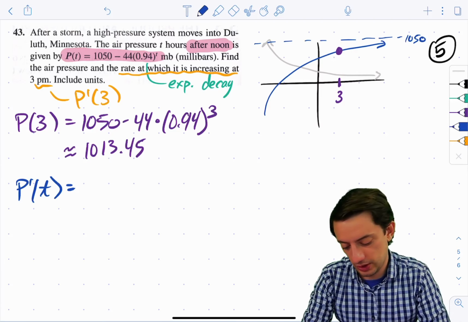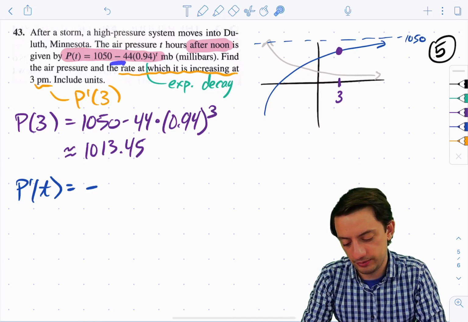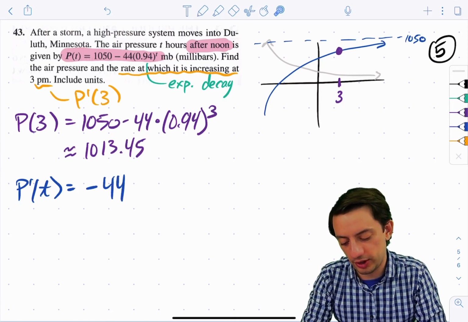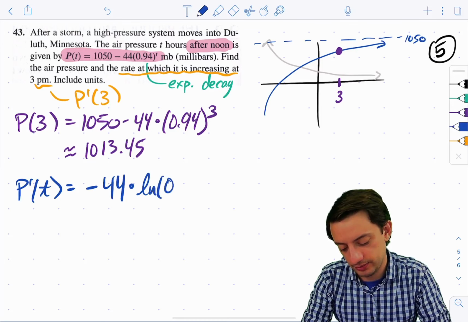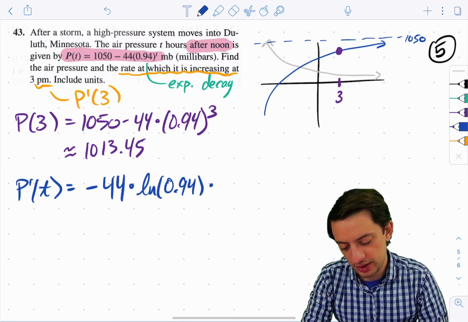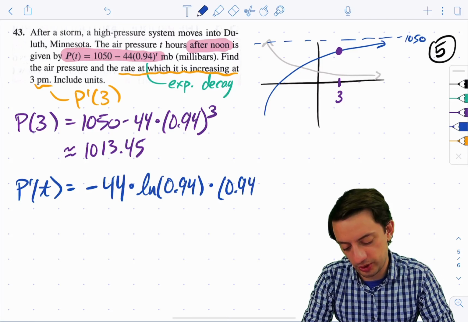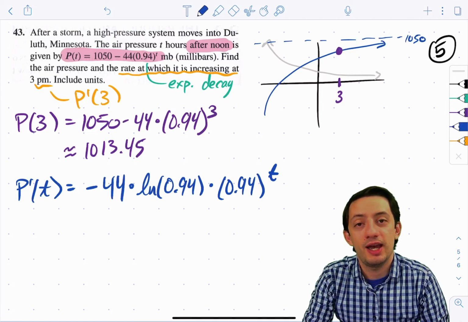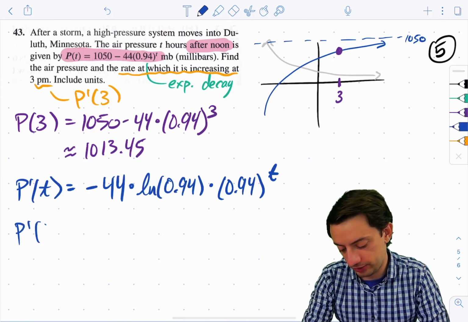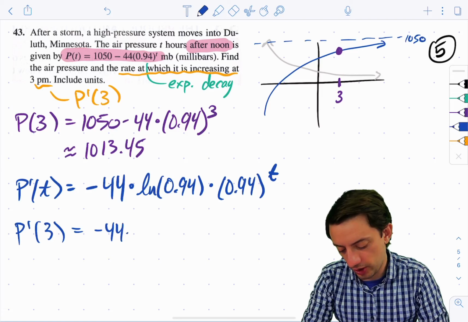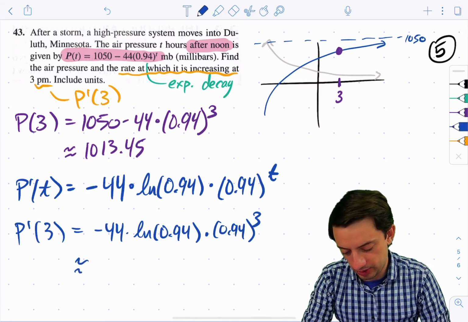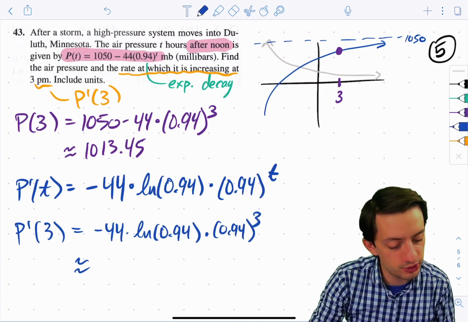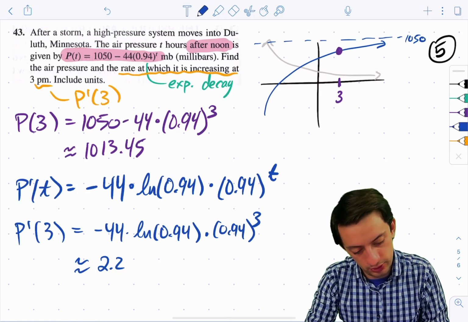So number 1, we get this negative sign coming from here. We get the constant multiple of 44 coming from here, and then we have the derivative of 0.94 to the t, which is the natural log of 0.94 times the function itself, 0.94 to the t. And then to find the actual answer, we look for p prime of 3. That's negative 44 times natural log of 0.94 times 0.94 to the 3. And if I plugged it in correctly to my calculator earlier, that should give us something like 2.261.